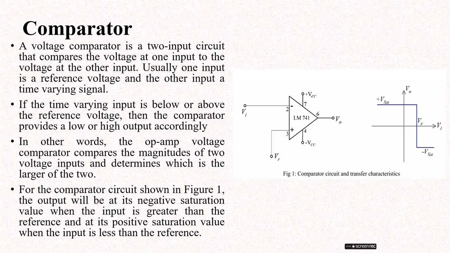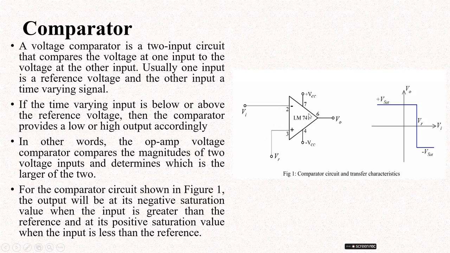If the time-varying input is lesser than or greater than the reference voltage, then this comparator provides an output voltage, either the low output voltage or high output voltage, according to the varying input signal. Here, in this comparator, we can consider mainly two types: inverting and non-inverting comparators. In this section, we discuss these two types in detail.